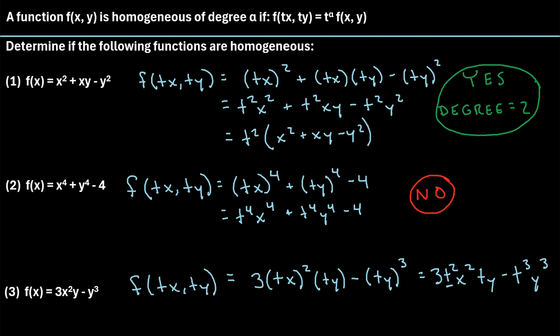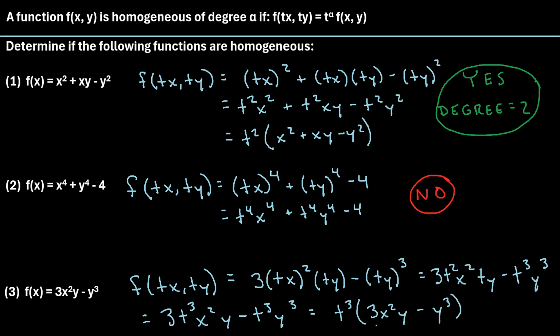We'll notice in this expression right here, we have a t squared and a t, so we can rewrite this as 3t to the third times x squared y, and then we still have minus t cubed y cubed. We'll notice that we can factor out a t cubed from each of these expressions. So we could say t cubed, and when we pull that out, we're left with 3x squared y minus y cubed. We'll notice that this expression inside the parentheses is equal to this original function. So this function is homogeneous because we were able to write t to the power of some alpha. In this case, it turned out to be 3 multiplied by the original function.